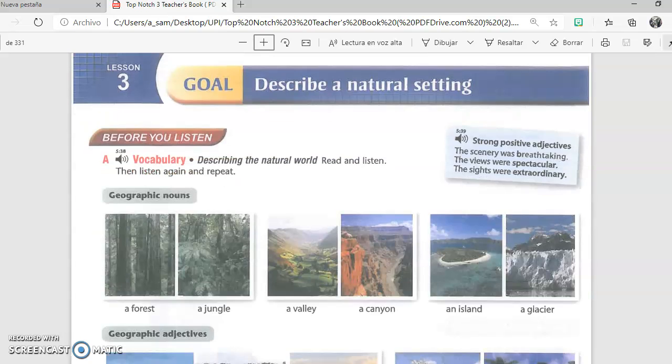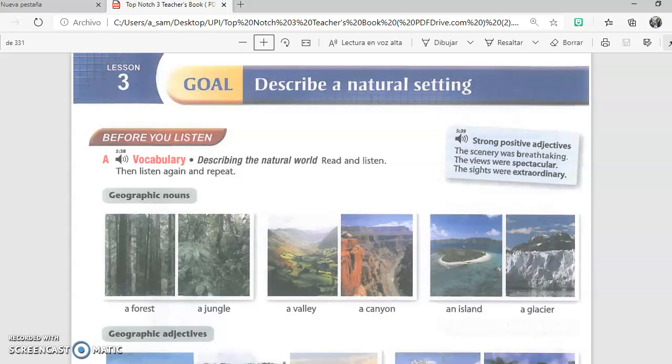And lesson 3, you have describe a natural setting. You're going to describe a scenery of nature. You're going to use a vocabulary. And you have some strong positive adjectives. You have the scenery was breathtaking. The views were spectacular. The sights were extraordinary.